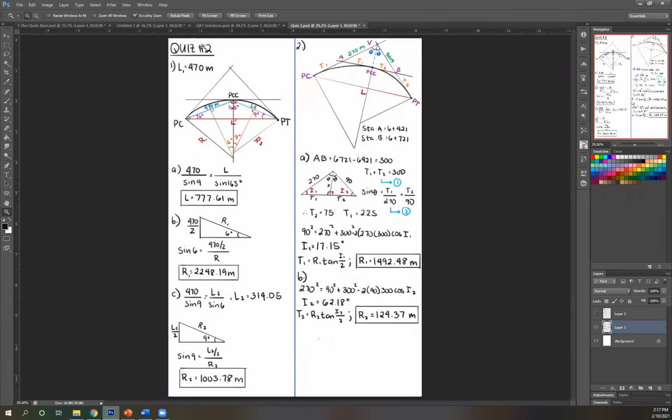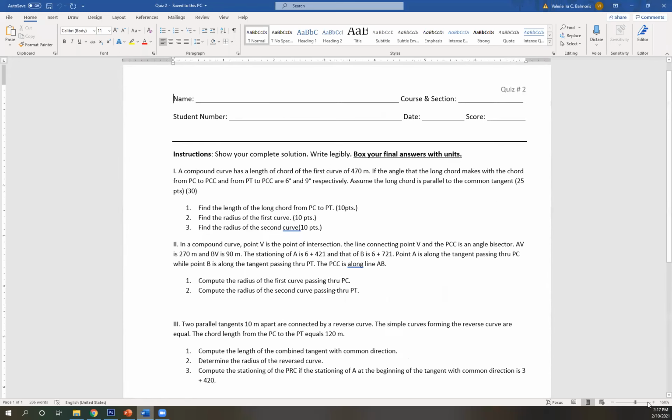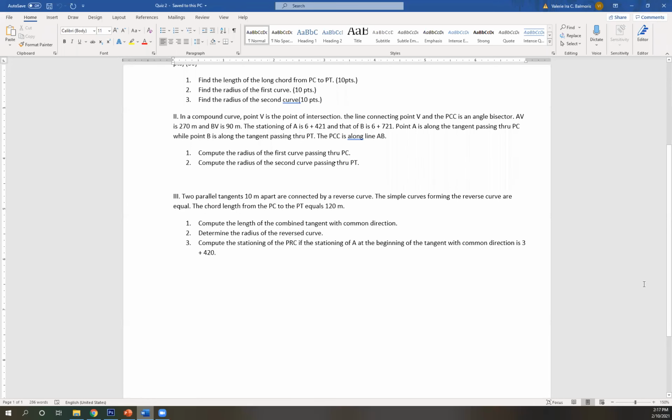And then lastly, number 3, part 3, two parallel tangents. Let's zoom in a bit. Two parallel tangents 10 meters apart are connected by a reverse curve. The simple curves forming the reverse curve are equal. Chord length from PC to PT equals 120. So let's draw that.